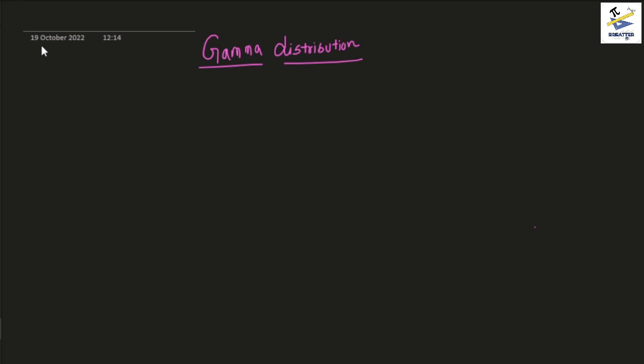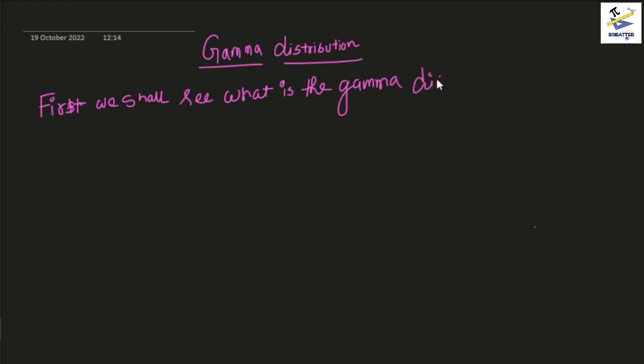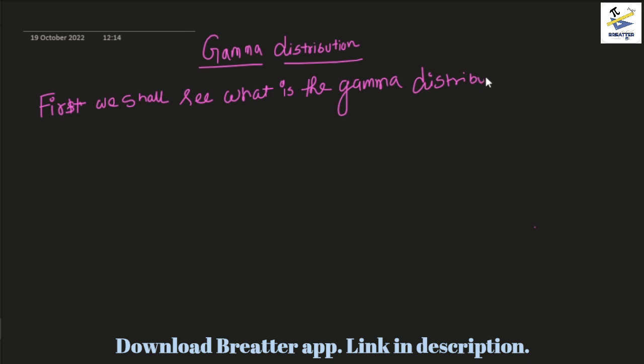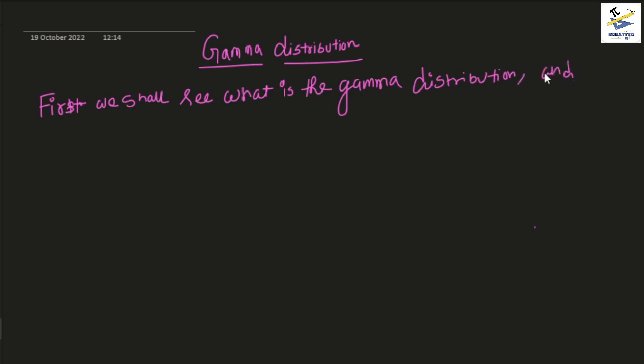Now for the gamma distribution, as I had said, we need the gamma function. So first we need to understand the gamma function. So first we shall see the gamma distribution and gamma function.